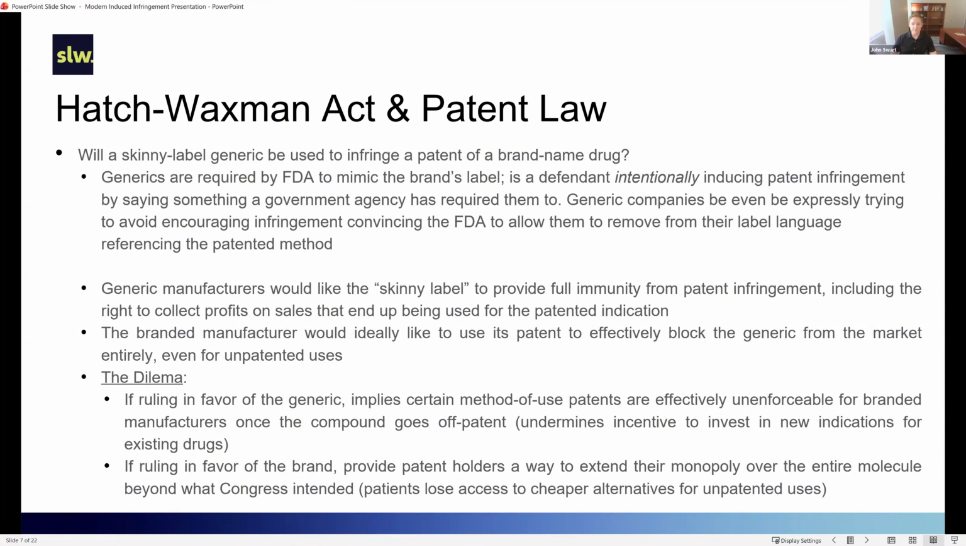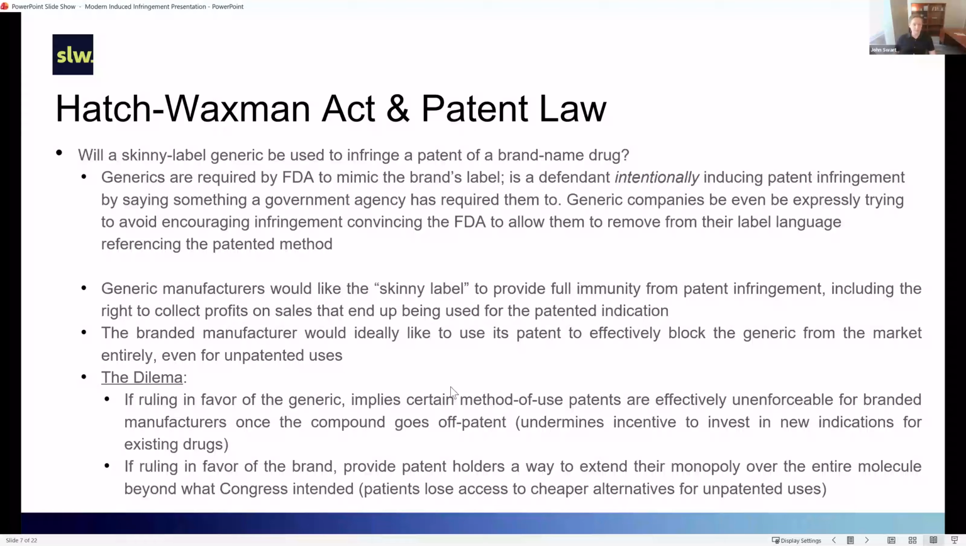And so the question is, is a defendant intentionally inducing patent infringement by saying something that a government agency has required them to say? Generic companies, in these situations, might arguably be trying to avoid encouraging infringement of a third-party patent from a name brand drug by convincing the FDA to allow them to remove from their label language referencing the patented method.